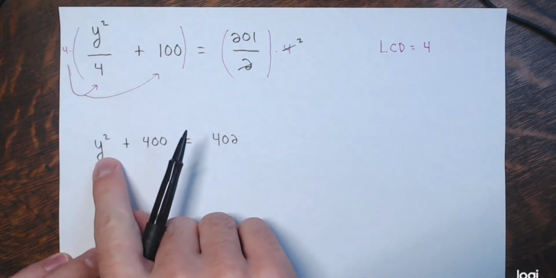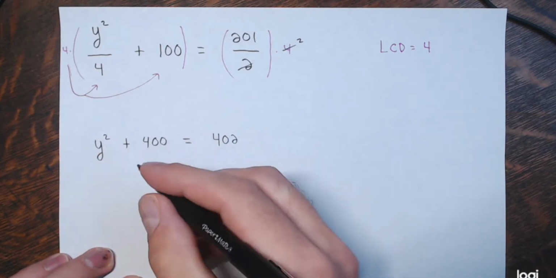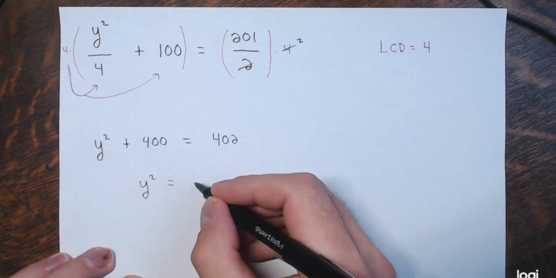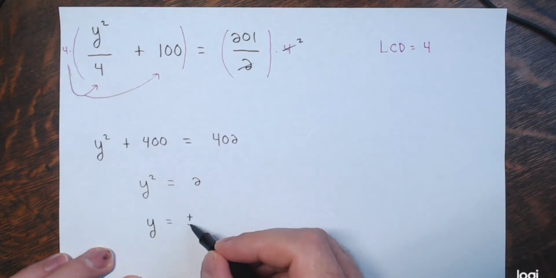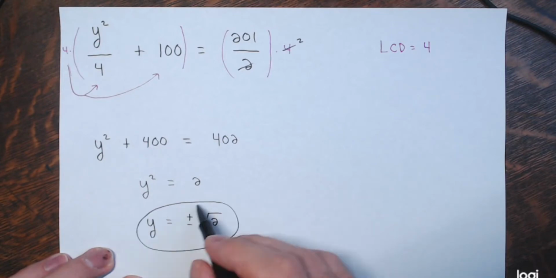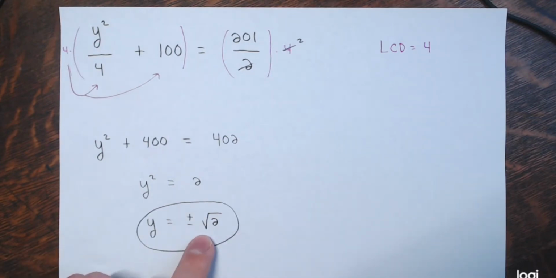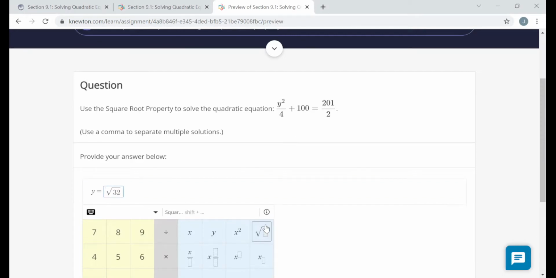And then I'd like to get it so I can use the square root property. Isolate the square, get the y squared alone. Subtract 400. We have y squared equals 2, and then I can use the square root property and say, oh, y must be either positive or negative square root of 2. And that's a square root of a positive number. Those are real. And there we go. So positive square root of 2 and negative square root of 2 are the two solutions that I'll be separating by a comma back in the assignment. So y equals square root of 2, comma, and then negative square root of 2.